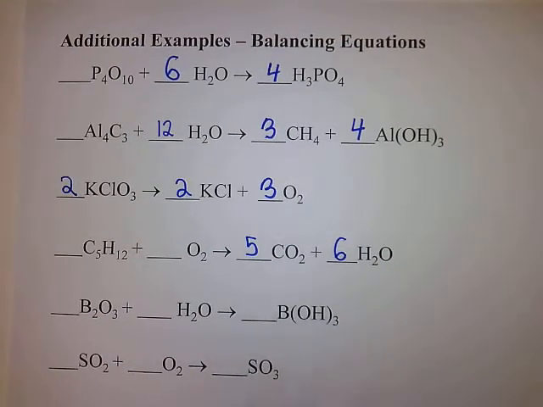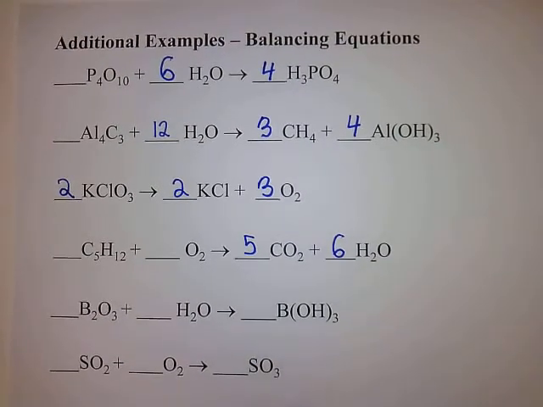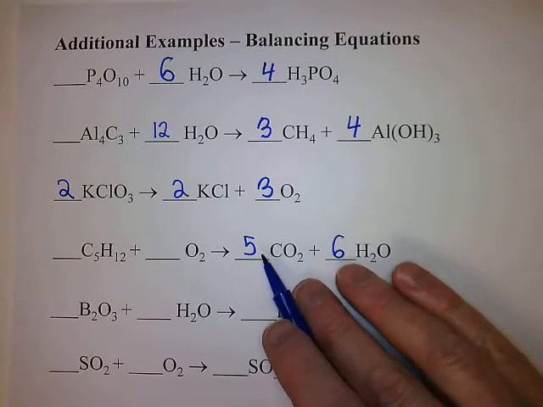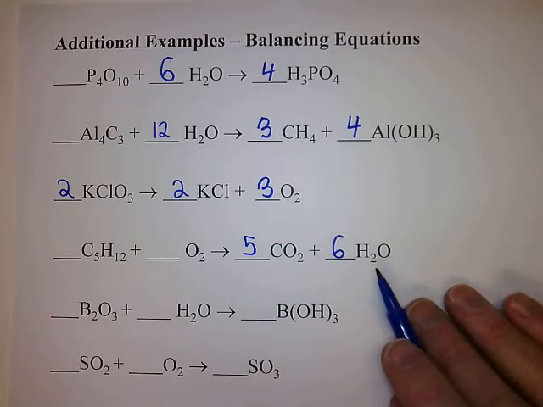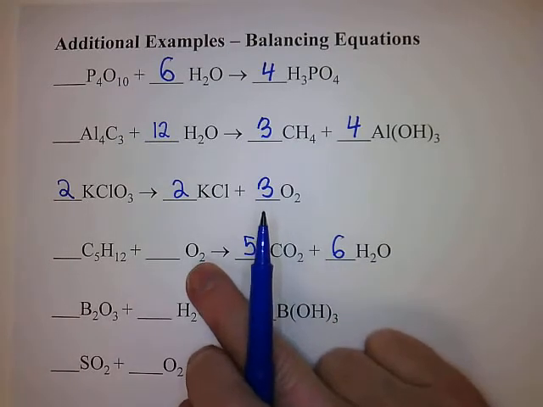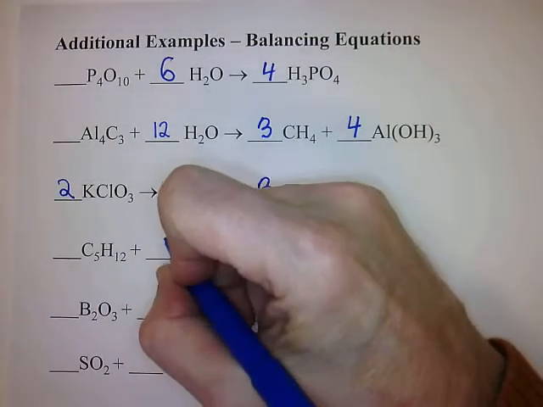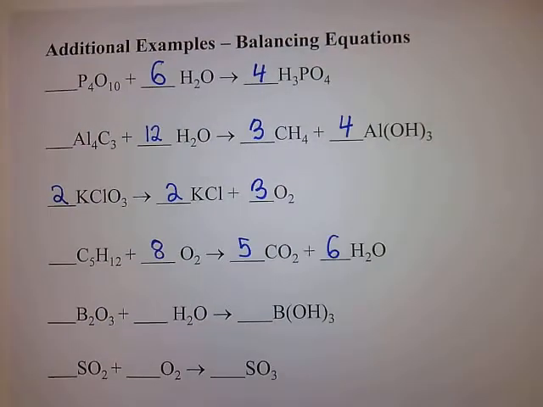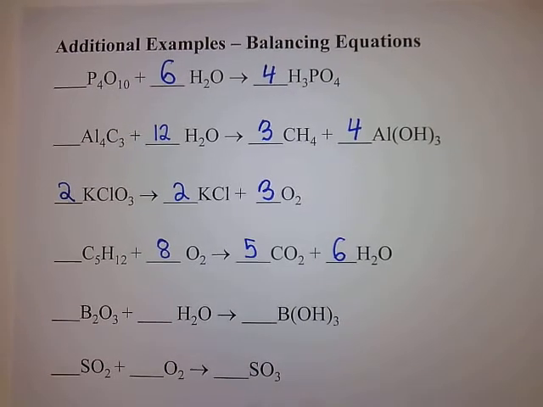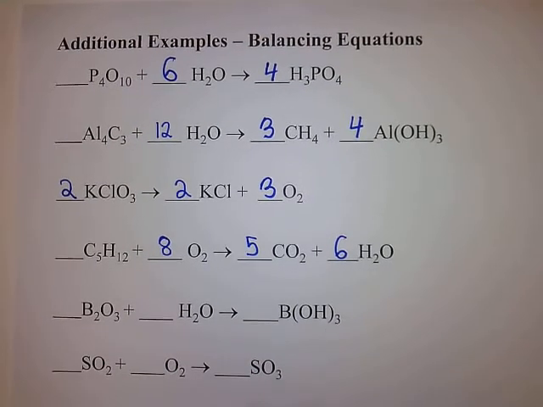And then the last step is balancing the oxygen. We have 2 times 5 is 10, plus 6, we have 16 oxygens sitting over here. But we have oxygen in the form of O2. So we're going to put an 8 in front of the oxygen, and that's now balanced. Okay.